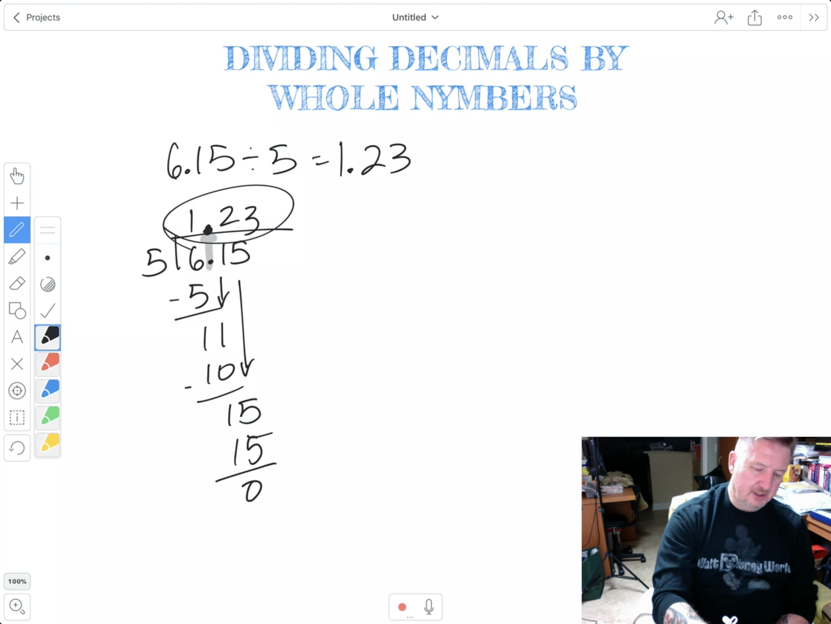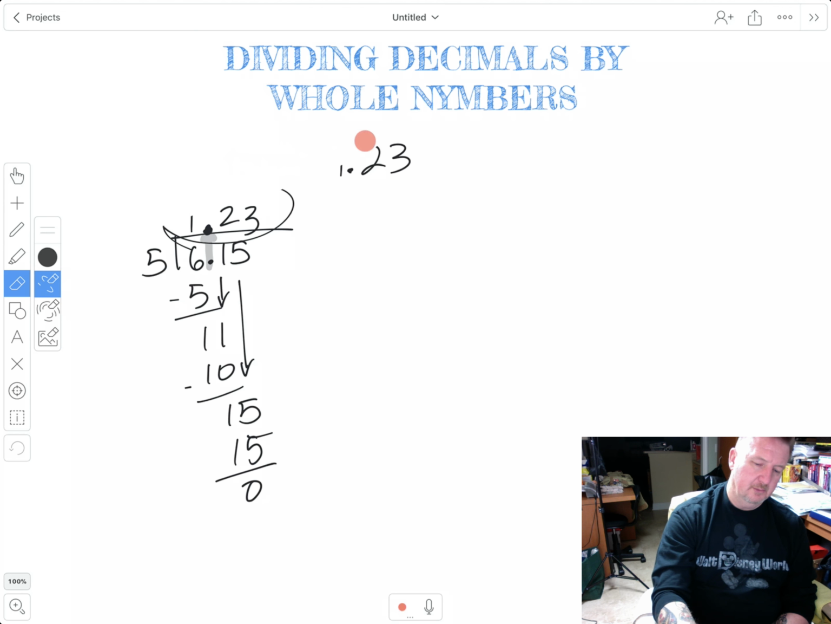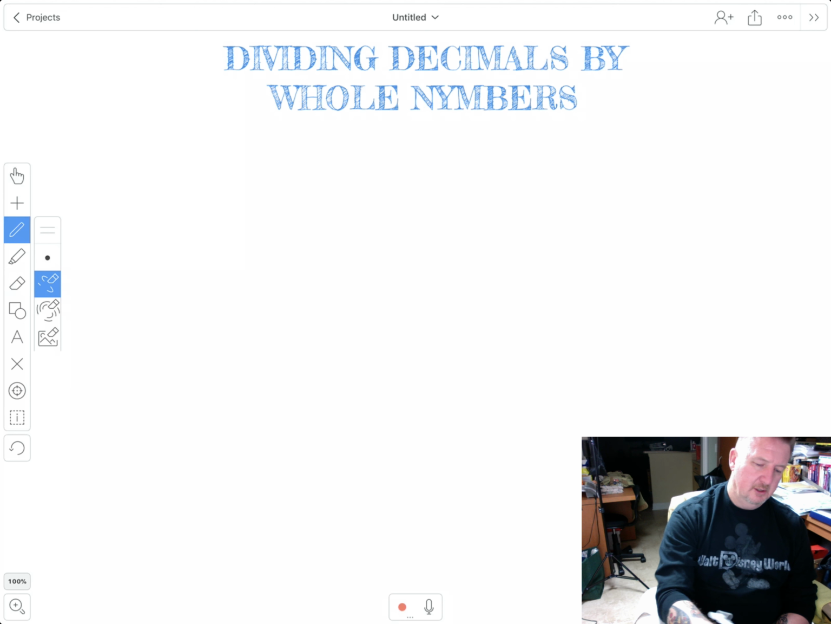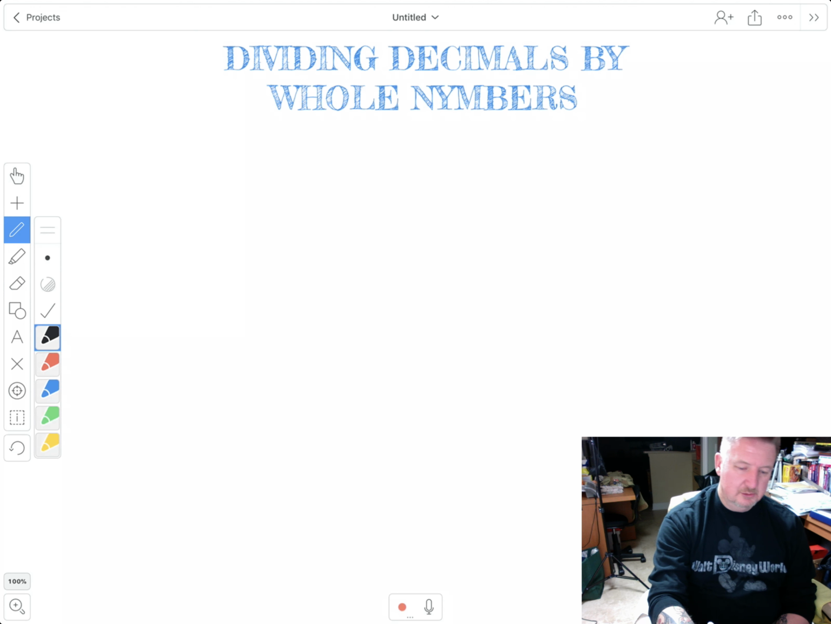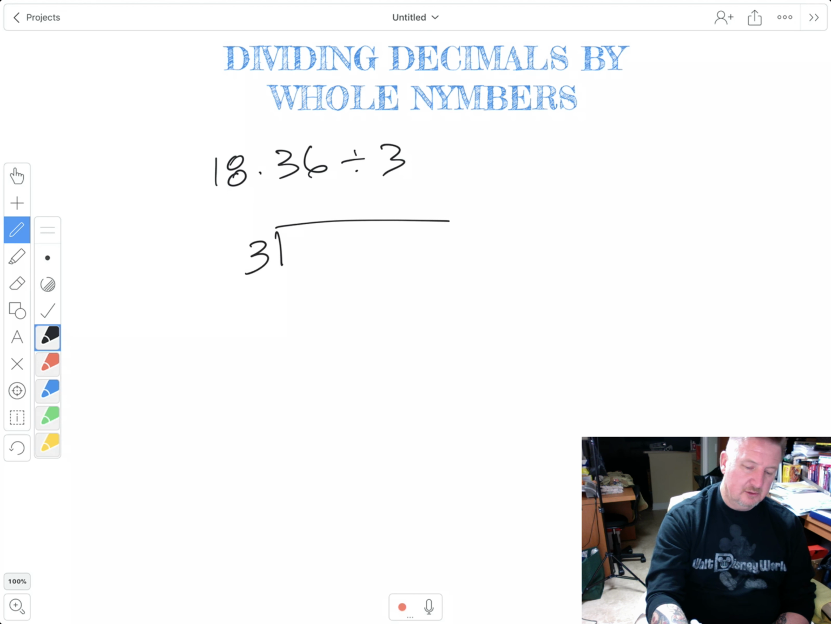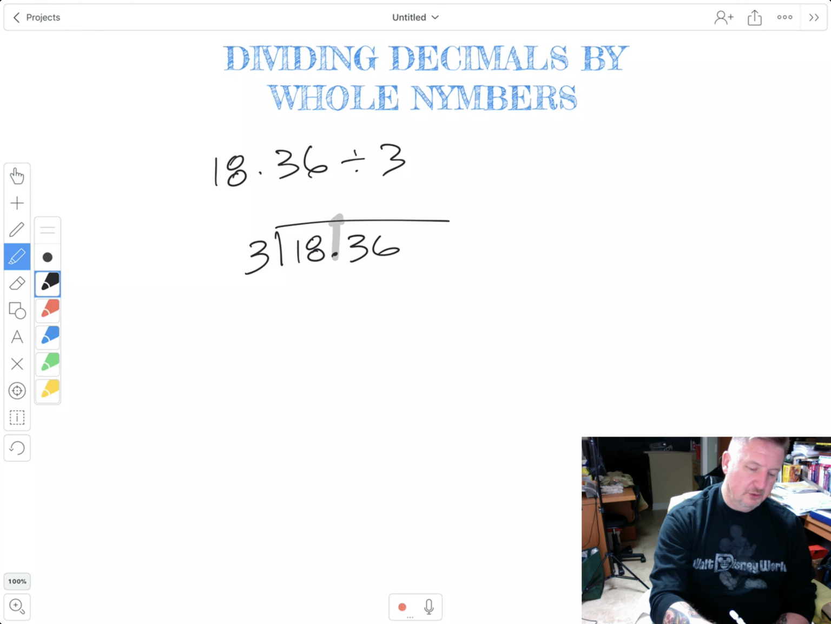All right, let's look at another example. All right. Another example is 18.36 divided by 3. Okay. Set up, draw the house, not divide it. All right. First step is to put the decimal up top.